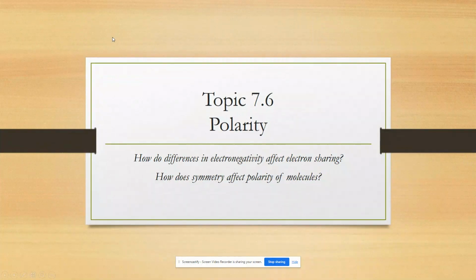All right, welcome to topic 6.6. In this topic, we're going to be working on polarity. So, the overall theme with this unit so far is we're looking at how electrons are utilized within a chemical bond. We started the unit by looking at what is an ionic bond versus what is a covalent bond.